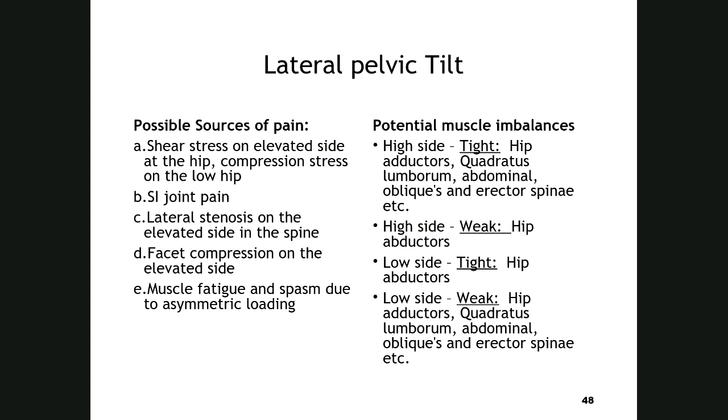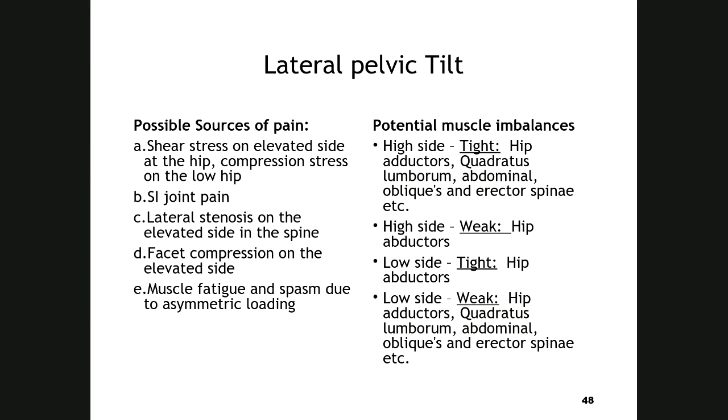So possible sources of pain. There can be shear stress on the elevated side at the hip, compression stress on the low side. Sacroiliac joint pain can also be caused due to this lateral pelvic tilt posture. Lateral stenosis on the elevated side in the spine because you're trying to flex to try to bring the pelvis up on the low side. Facet compression on the elevated side as well.